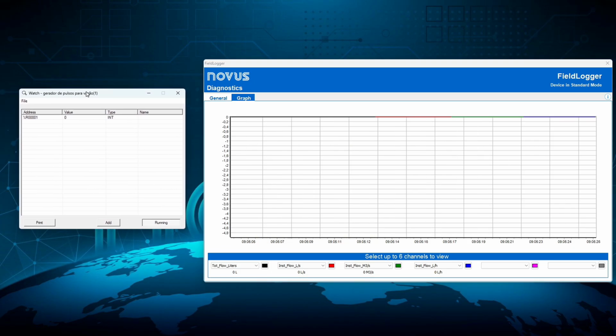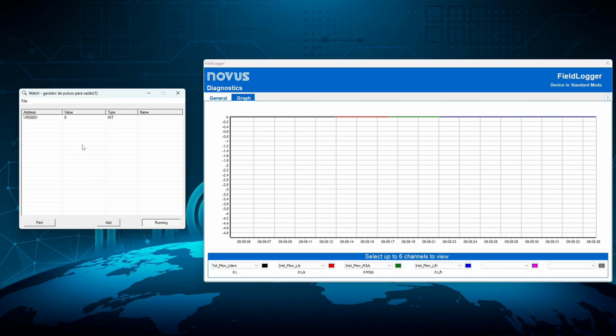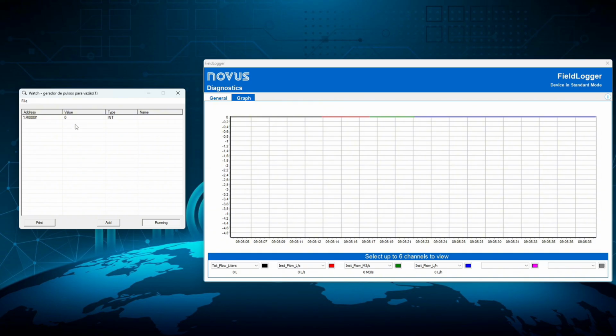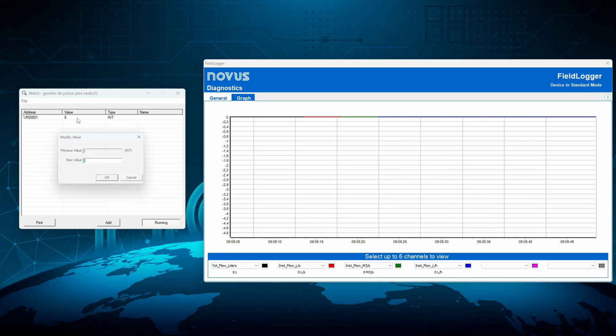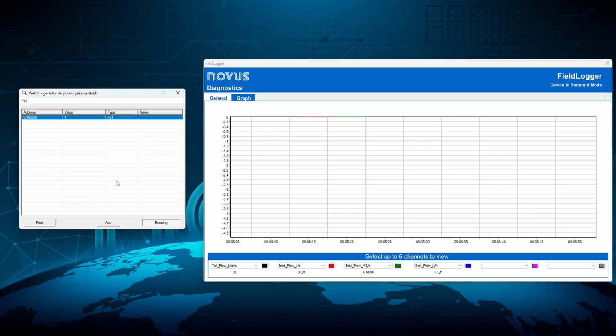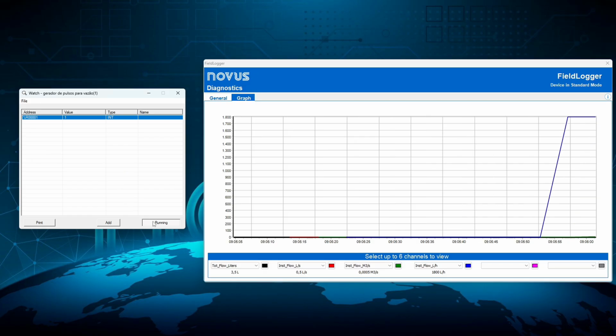In this PLC memory, I define the frequency of the signal coming from the PLC in hertz, pulses per second. At this moment, the frequency is set to 0, meaning there are no pulses on the field logger input. Remember that our configuration states that the flow meter has 2 pulses per liter, meaning 1 pulse every 0.5 liters. I apply a 1 Hz signal. This means that 1 pulse is received every second by the field logger.